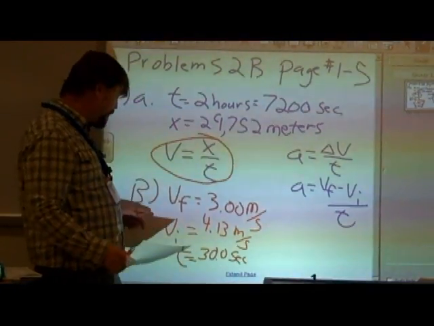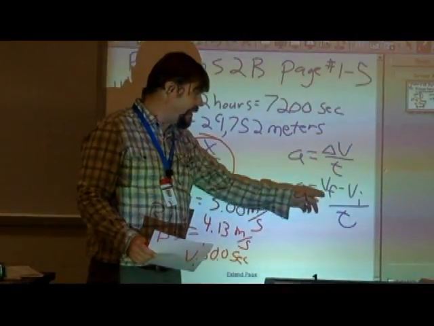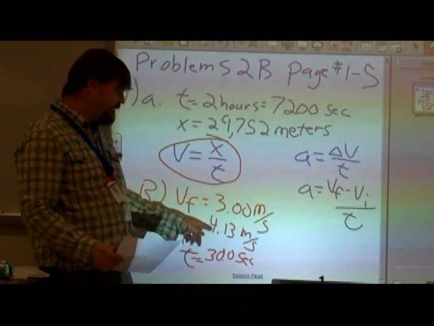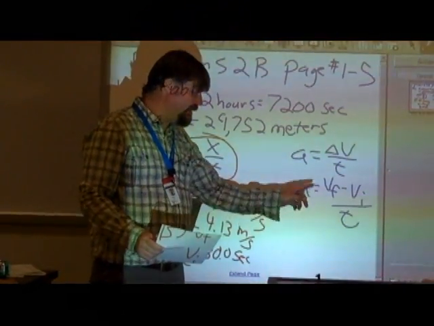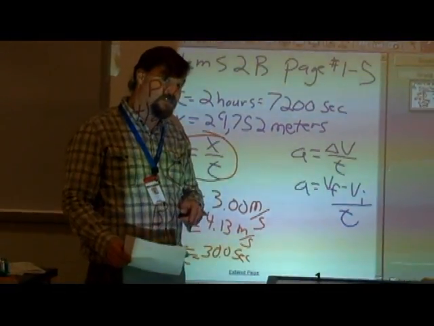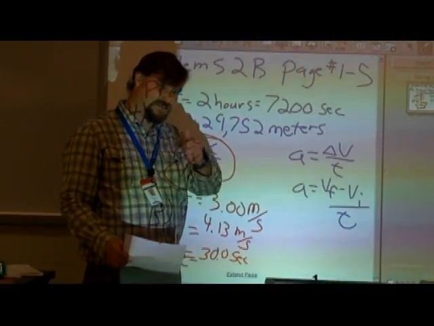So all you have to do to solve this part B is take your final velocity, 3 meters per second, subtract your initial velocity, 4.13 meters per second, and then divide that answer by your time, 30 seconds, and you should get an answer that's somewhere in the negatives. All right? Go right to work.